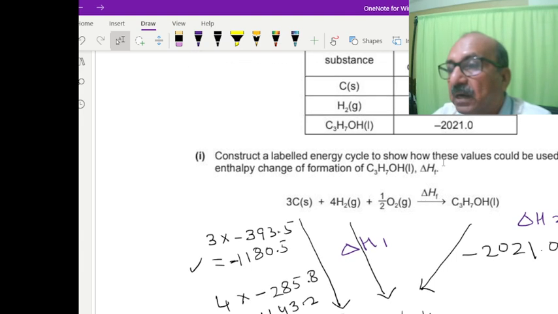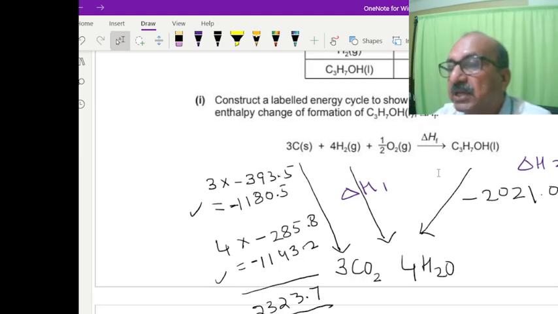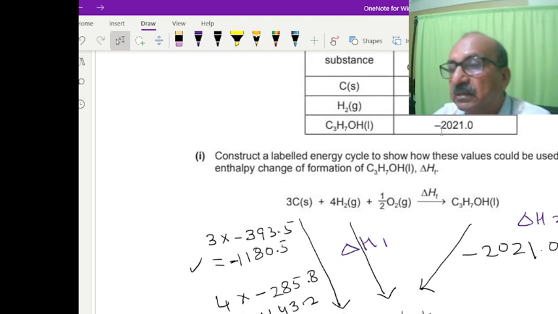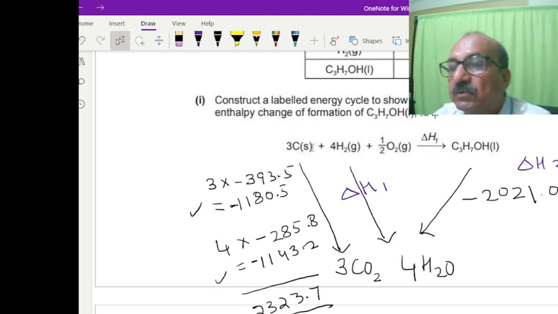So please be patient, patiently go through the method that I'm explaining, so that you don't make a mistake in your exam. You are very likely to make a mistake here, because you are used to solving the questions where enthalpy change of formation is given, but this is where the enthalpy change of combustion is given. So you have to find out the enthalpy change of formation now. See, construct a labeled energy cycle to show how these values could be used to calculate the enthalpy change of formation. They are asking for formation, right?